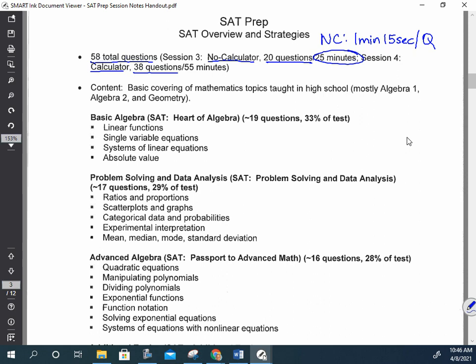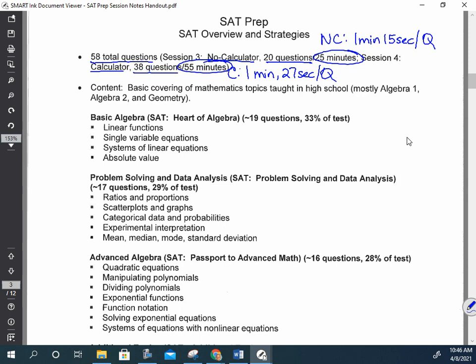For the calculator section, it's 55 minutes. That amounts to a minute, 27 seconds per question. Now, some questions will not take that long, some of them will.